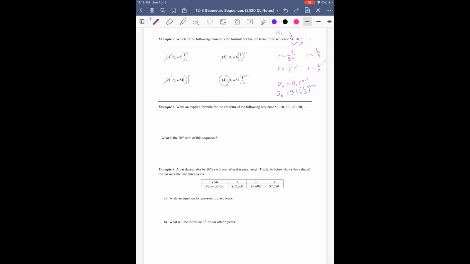All right, let's try example 3. Write an explicit formula for the nth term of the following sequence: 5, -10, 20, -40, 80. Whenever it asks you to find the nth term, you're just going to be writing the explicit formula. That means leave n in the answer. Leave n in the equation.